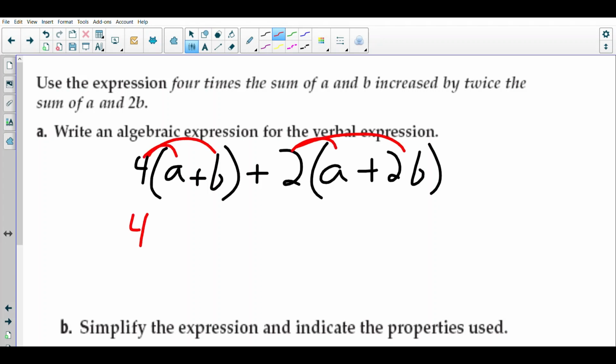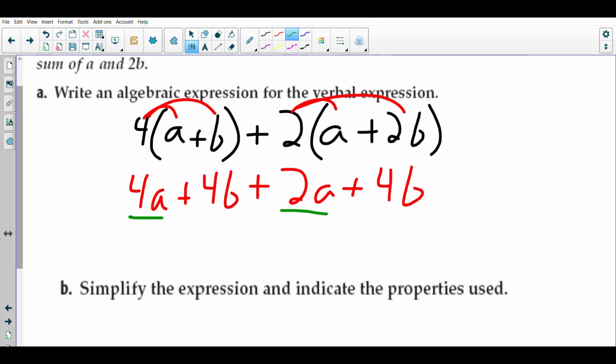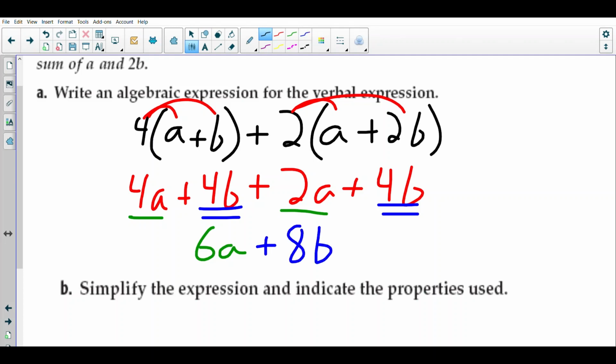So we get 4a plus 4b plus 2 times a is 2a plus 2 times 2b. That would give us 4b. And now we underline our like terms, because there's more than 2. So 4a plus 2a is 6a. And then if I'm doing it in pencil, I would just do a double underline. But on here, I will use color for you. So 4b plus another 4b is 8b. And a and b are different, so there's nothing else I can do. So I am done.